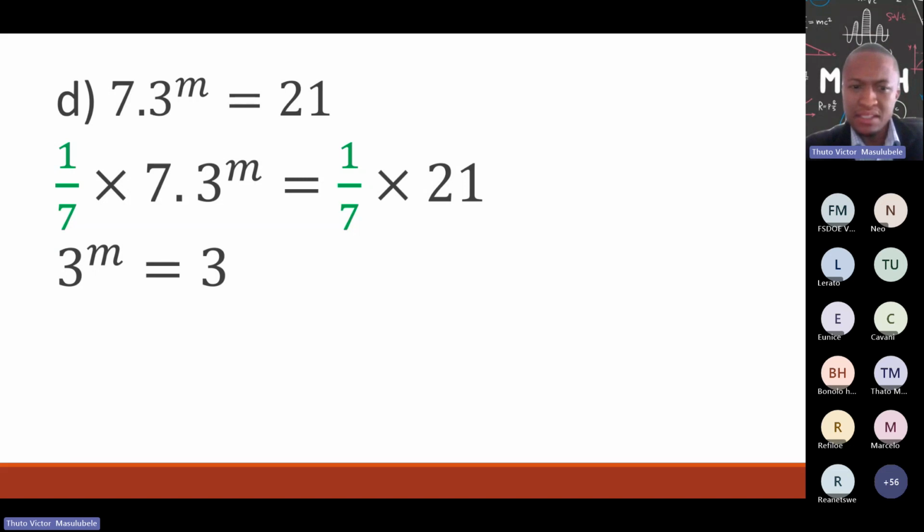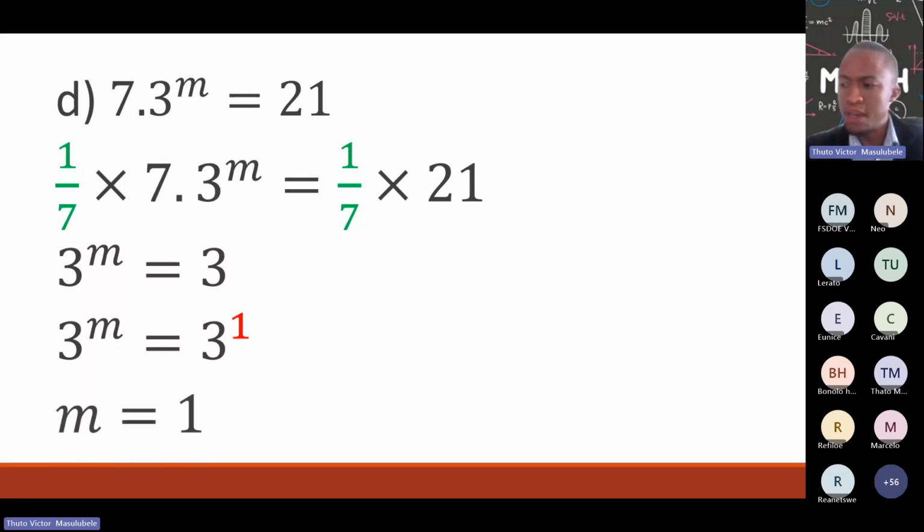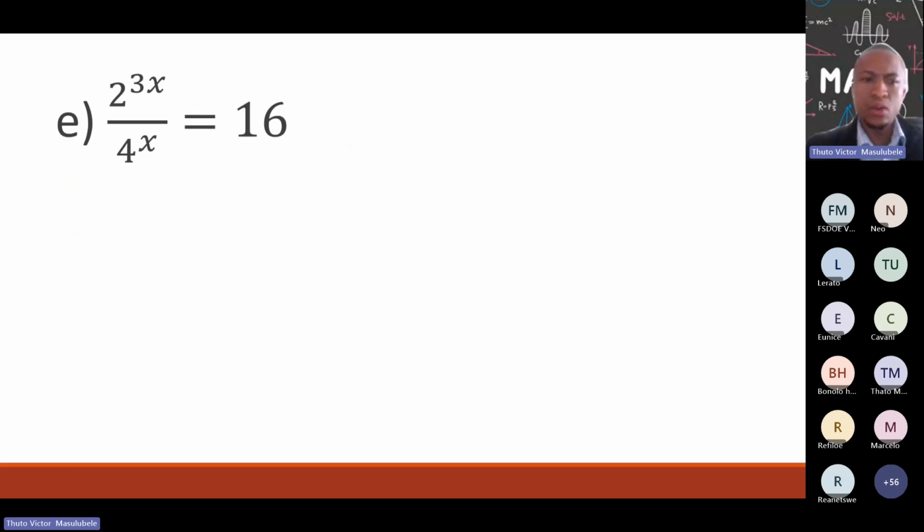Now, once the bases are the same, we need to equate the exponents. Some of you might be asking, what's the exponent of 3 in this case? Because it's not explicitly indicated. The exponent of 3 is 1. So remember, if the exponent is not indicated along with the base, then that exponent is 1. So therefore, once the bases are the same, remember we equate the exponents, so the value of m will be equal to 1. Now let's quickly proceed with the fifth one.